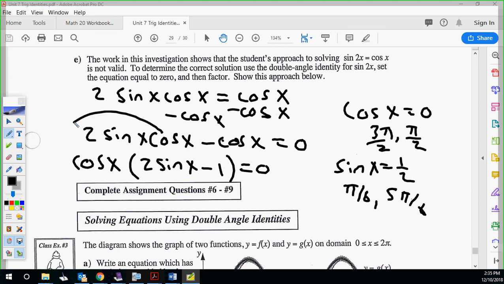We pull the cosine out. We factored. They both have a cosine. So cosine came out here, 2 sines left. Cosine came out here, 1 left. And that shows us those solutions we were missing. That's the neat part. Okay? Any other questions before we get to the last one here?